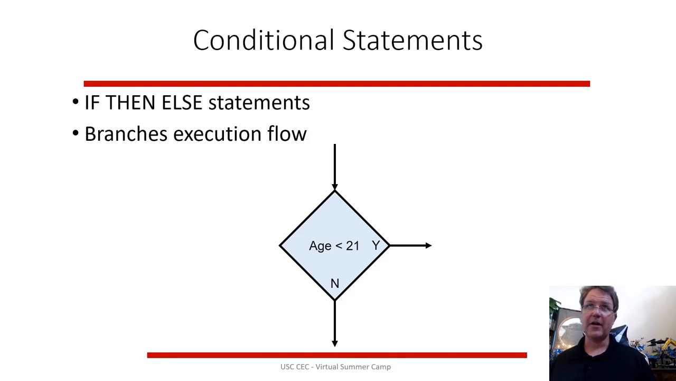Conditional statements are if-then-else statements. You come in and you check a condition. If it's true, you do one thing. If it's not true, you do another thing. So it's called a branch in your execution flow. You move from one thing to another.